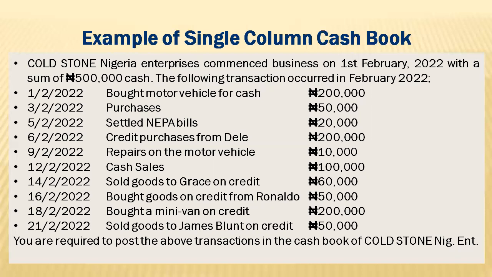On the 14th of February 2022, sold goods to Grace on credit. We are seeing another credit transaction. Sold goods to Grace on credit. Credit transactions do not appear in our cash book. We don't have any business with credit transactions.